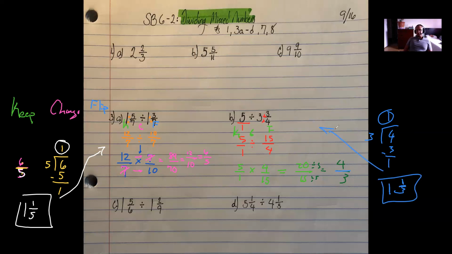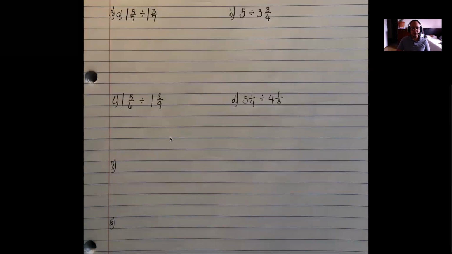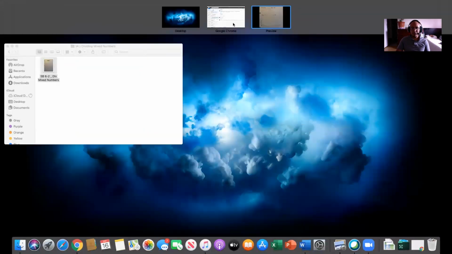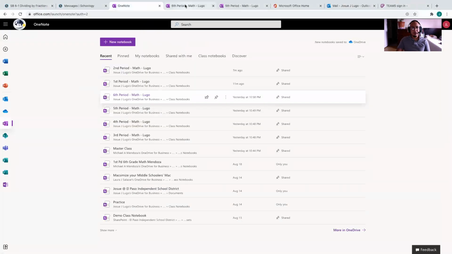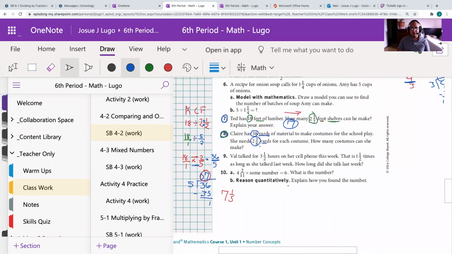And that is what you will do for C and D as well. Make sure that you do those 2 problems. Feel free to pause this, rewind. I know I'm going fast, but it's because you have that option. All right, so let's go now to our textbook because we're going to be doing number 7 and 8 as well. However, let's do these together.